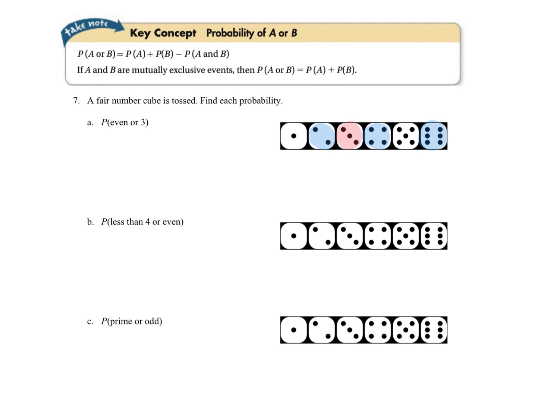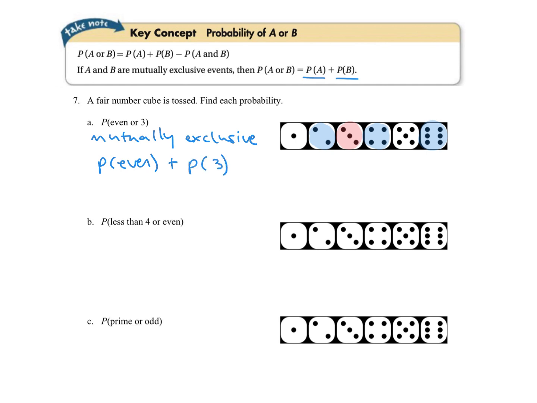And those events are mutually exclusive because if I roll a 3, it's not even. And if I roll an even, it's not a 3. So first we note that they are mutually exclusive events. And since they are, we just do the probability of A plus the probability of B. So the probability of an even plus the probability of a 3.